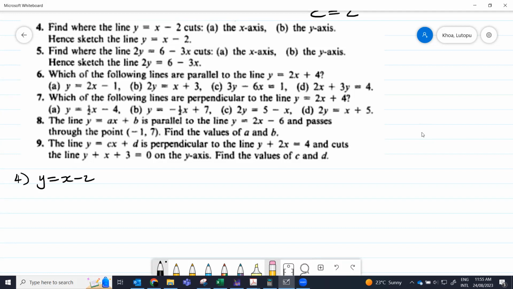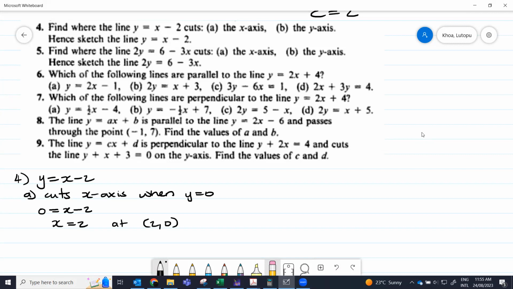So where it cuts the x-axis, A. It cuts the x-axis when y is equal to 0. Okay, so here we'll substitute y is equal to 0 and solve for x. So we have 0 is equal to x minus 2. This means x is equal to 2. So it cuts the x-axis at (2, 0).